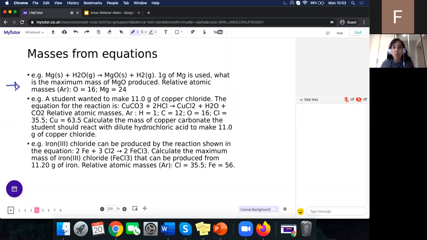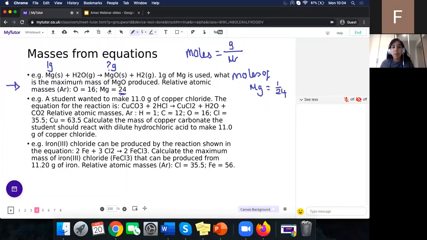It says 1 gram of magnesium is used. What is the maximum mass of magnesium oxide that is produced? So we know that we've got 1 gram of magnesium, and we need to know how many grams of magnesium oxide is produced, and we've been given the relative atomic masses. So what we do is we start off with how we did the previous questions. So we use our equation of moles equals the mass over the Mr. So if we want to calculate the number of moles of magnesium first, because we have the grams there, then we just do 1 divided by its Ar, and its relative atomic mass is 24. So the number of moles of magnesium equals 1 over 24.